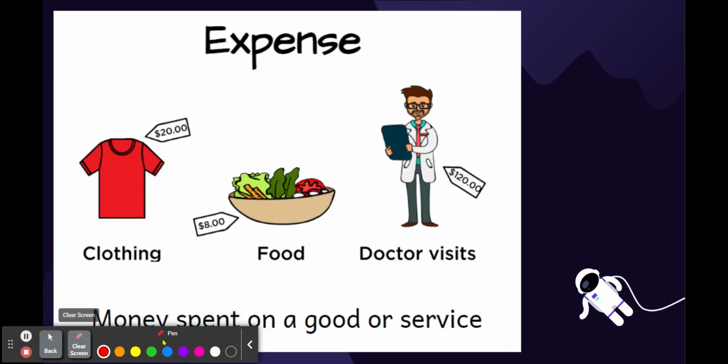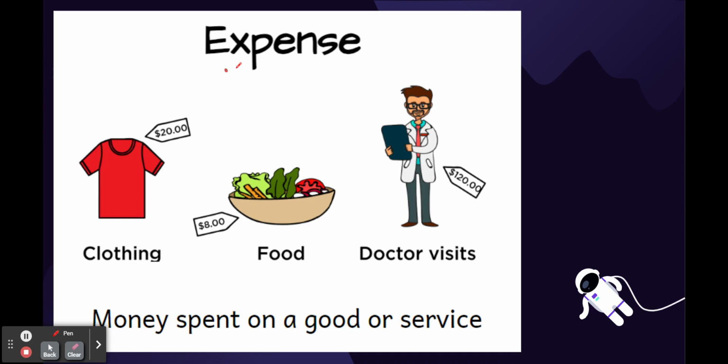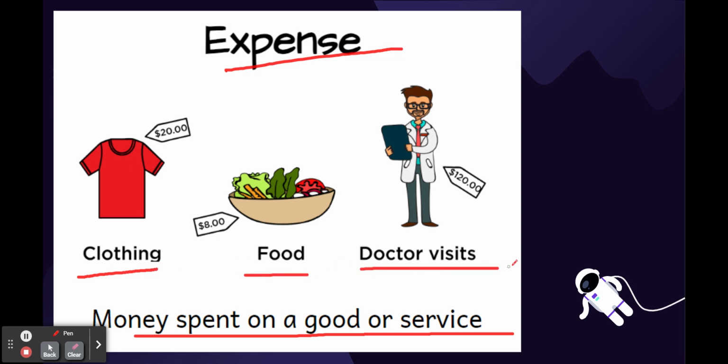Now, how is income different than expenses? Expenses are money spent on a good or a service. So, for example, we're spending money on clothing, we're spending money on food, we're spending money on doctor's visits. So, this is money that is spent on a good or a service.